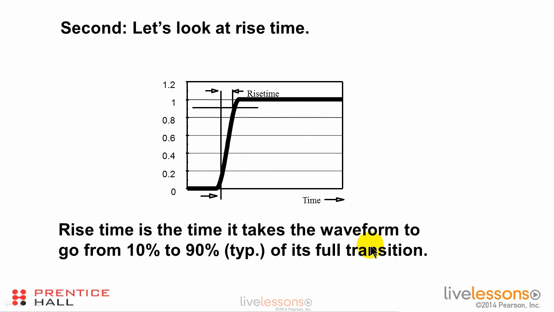Now, second, let's look at rise time. Here is a waveform. It's going from 0 to 1, or from 0% to 100%. And rise time is typically defined as the length of time it takes to go from the 10% point to the 90% point on the change of waveform. Now, you might ask, why don't we use 0 to 100? Well, this is called the roll-on characteristic. This is called the roll-off characteristic.